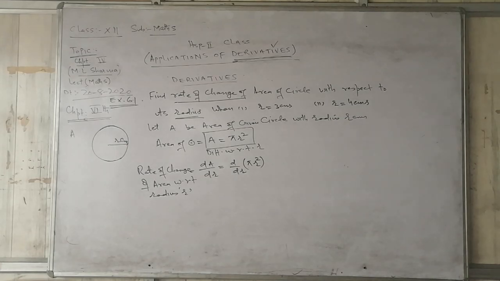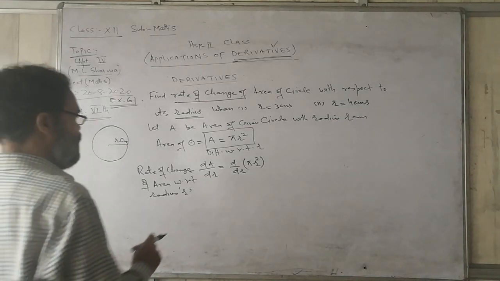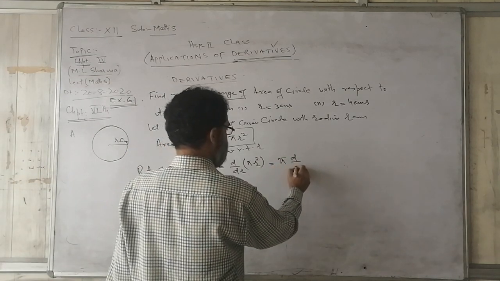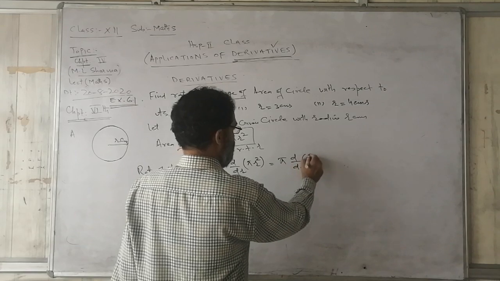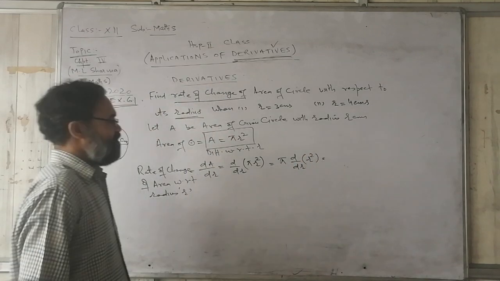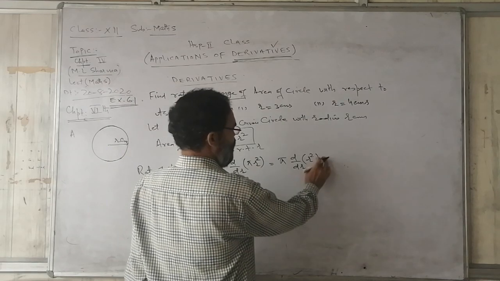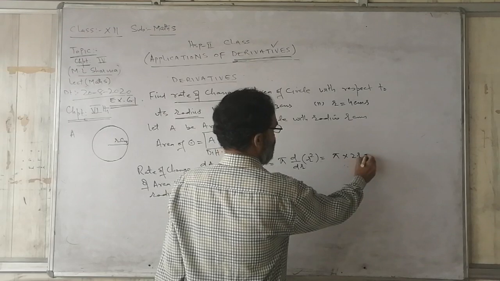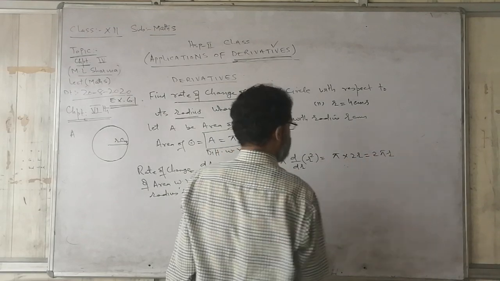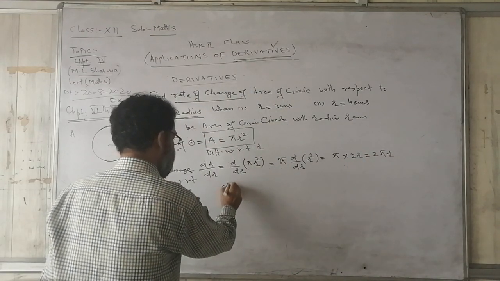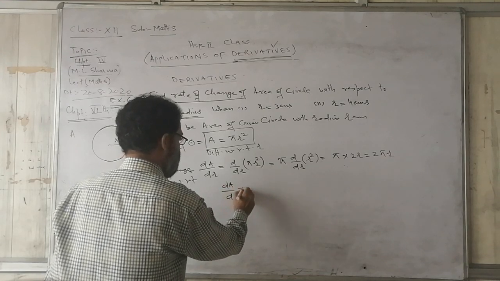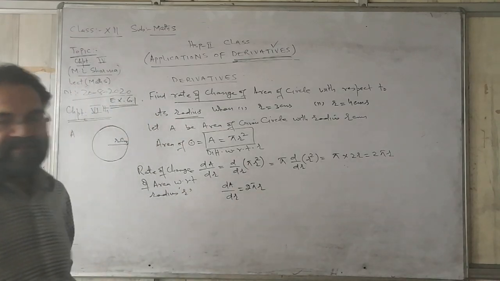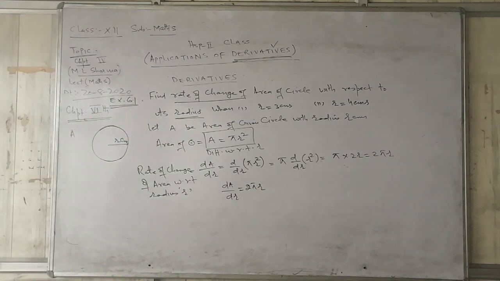It is to be differentiated with respect to radius. So this will be equal to pi is constant, and I take this outside, r square. So we have to find the derivative of r square. So this will be pi into 2r, that is 2 pi r. So dA upon dr is equal to 2 pi r. So this is the differentiation of the area of circle.